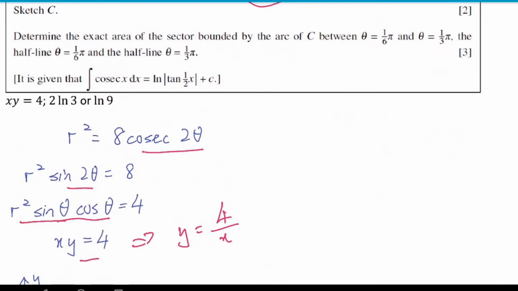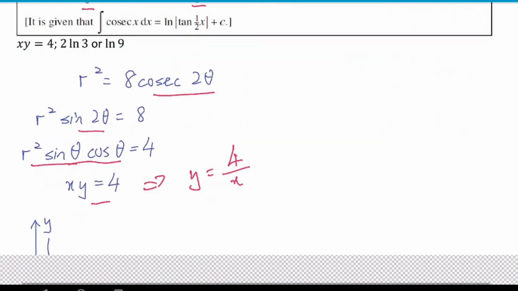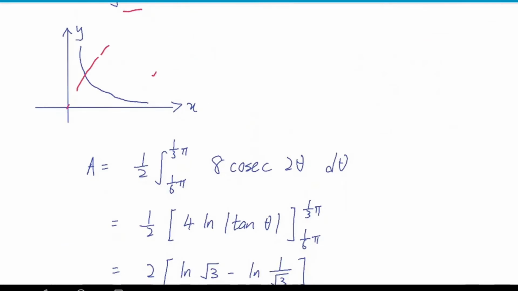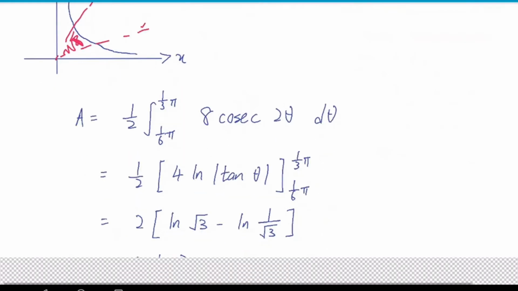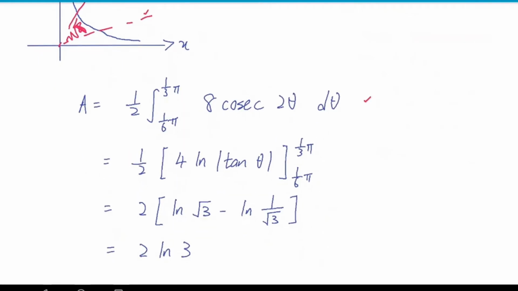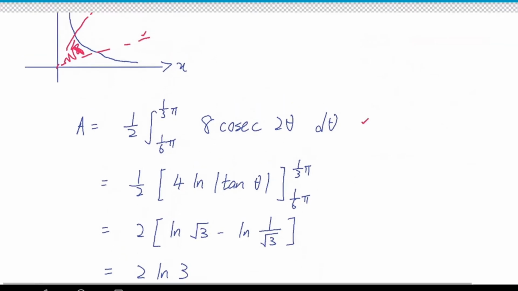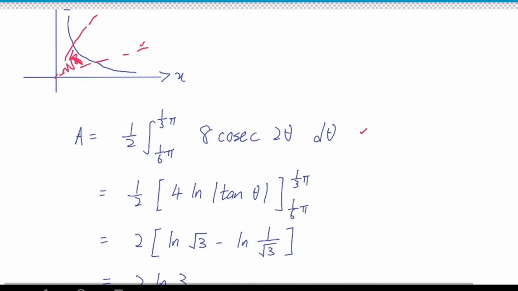Determine the exact area of the sector bounded by the curve between θ = π/6 and θ = π/3, and the half lines θ = π/6 and θ = π/3. So basically it is something like this. So it's this part. Nothing much that we have to worry about when we try to integrate it. So this is what we get. Integrate 8 cosec 2θ.